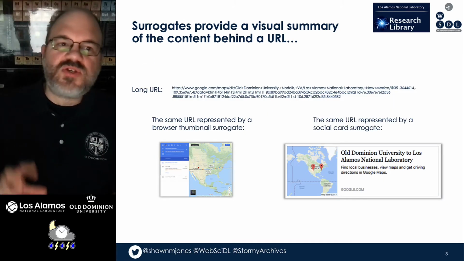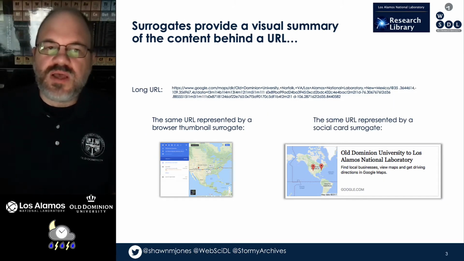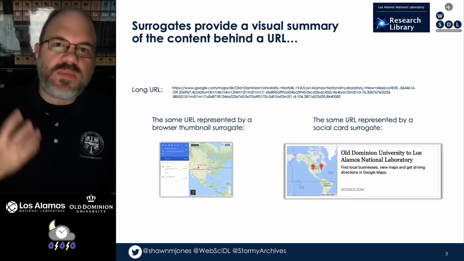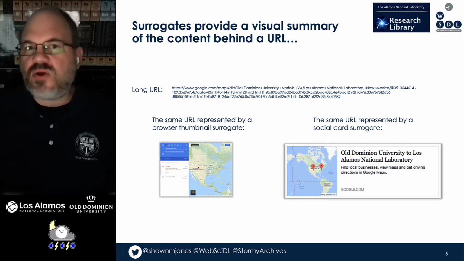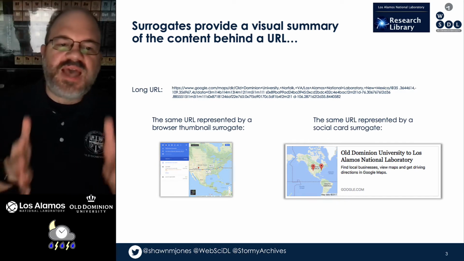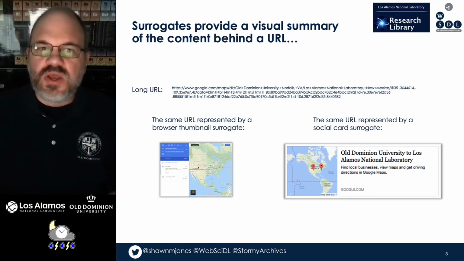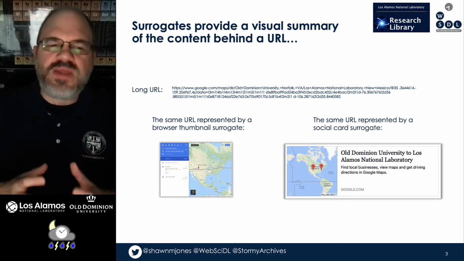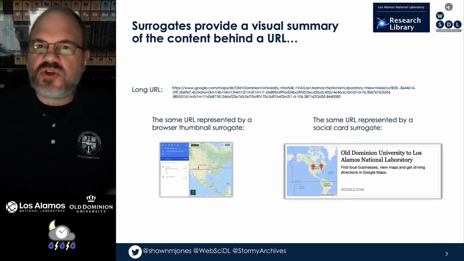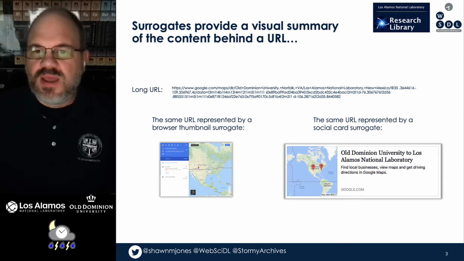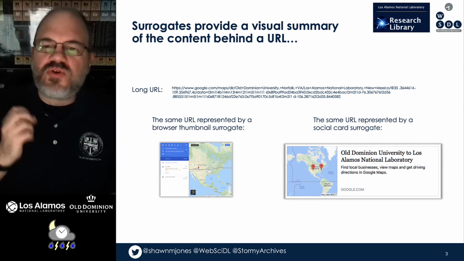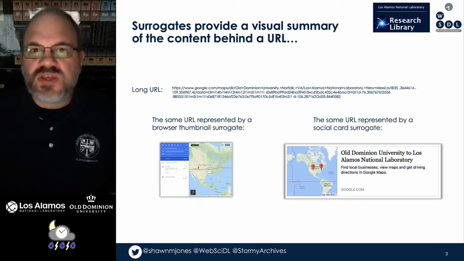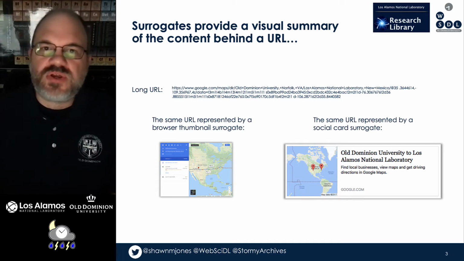Now, surrogates provide a visual summary of the content behind a URL. We take this long URL here, and unless we're very, very familiar with the Google Maps API circa 2017, we may not know where this goes. But if we represent it as a browser thumbnail, as you see in the lower left, we see a screenshot of what the page looks like in a browser. But it's kind of small, and what we see is a map and a form, and we're not really sure what this means for us. But on the lower right, if we take the same URL and represent it as a social card surrogate, we see that it's going to give us directions from Old Dominion University to Los Alamos National Laboratory.